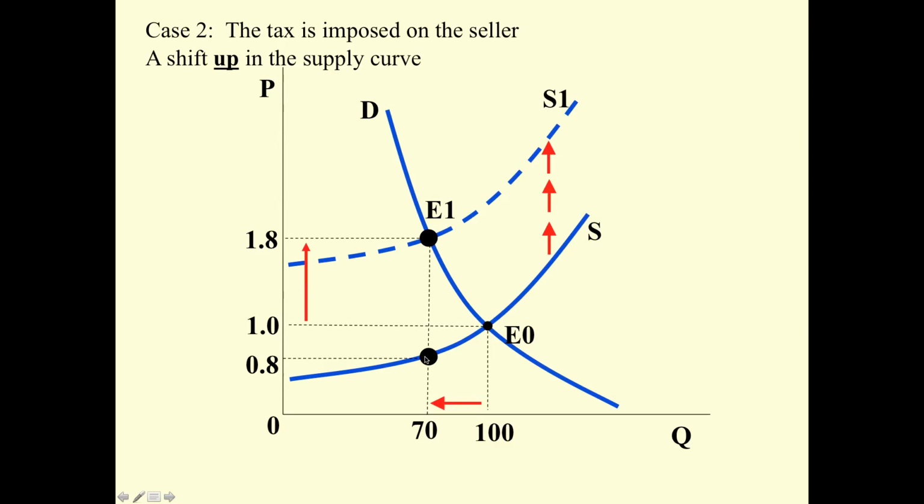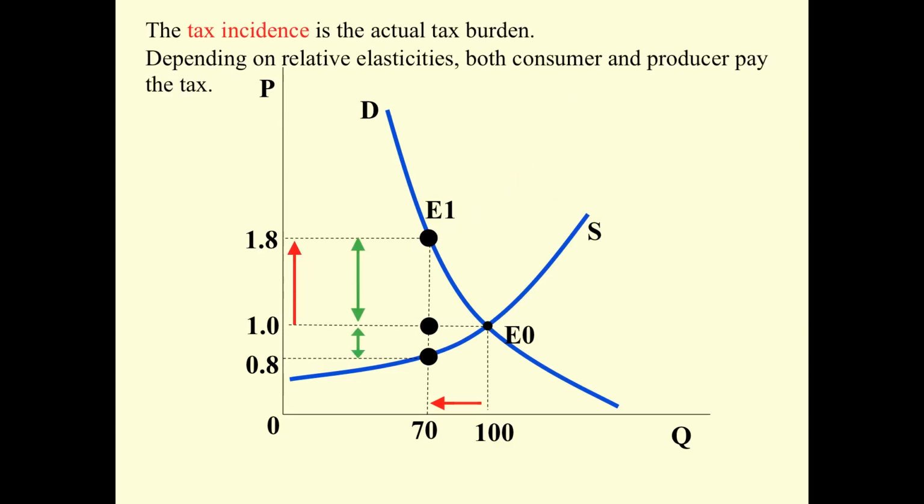So, who pays the tax? 80% of it is paid by the consumer because the price they pay went from $1 to $1.80. The seller, the price they received went from $1 to 80 cents. So it went down by 20 cents, so they pay 20% of the tax.